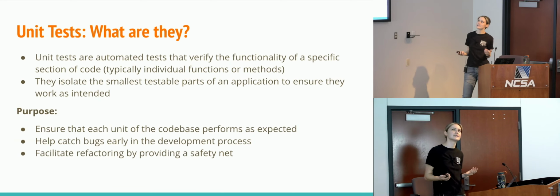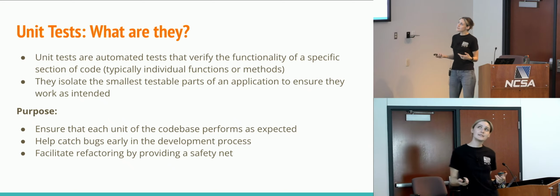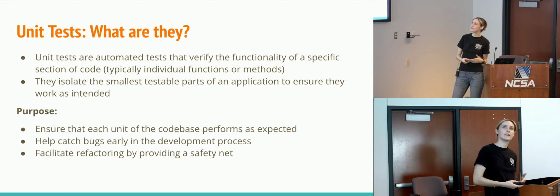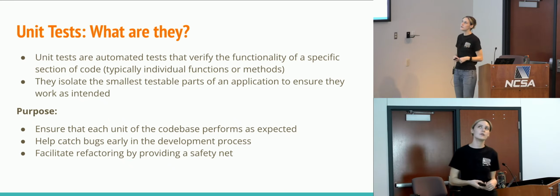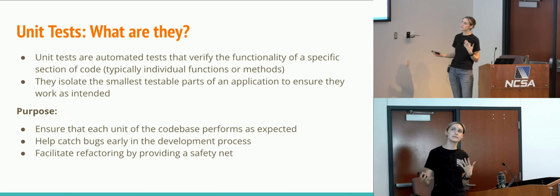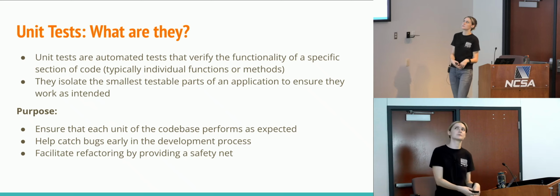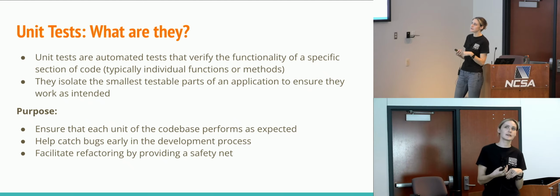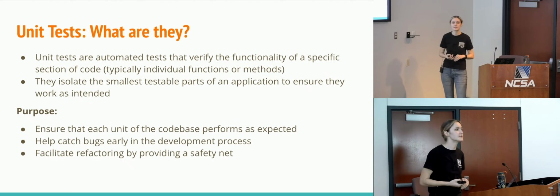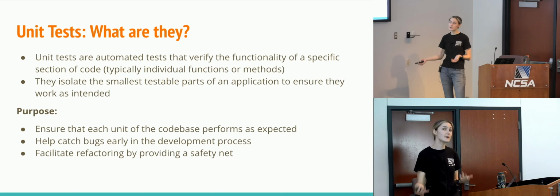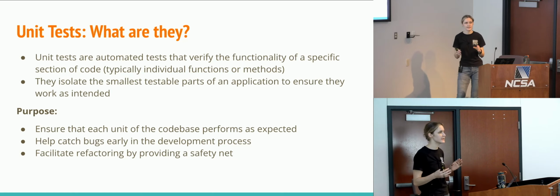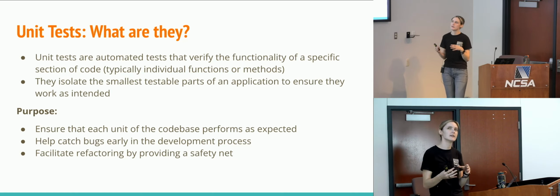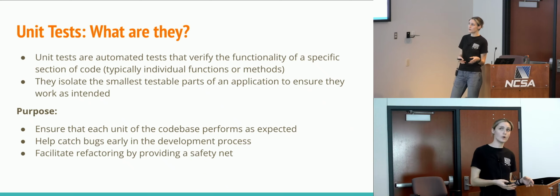What are unit tests? They are automated tests that verify the functionality of a specific section of code. Usually this will be individual functions or methods. They isolate the smallest testable parts of an application to ensure they work as intended. So this is as opposed to some kind of end-to-end smoke test. With unit tests, we're just really trying to look at the atomic portions of the code.